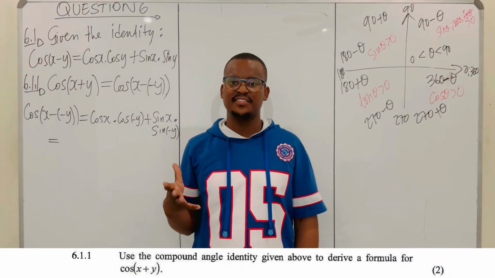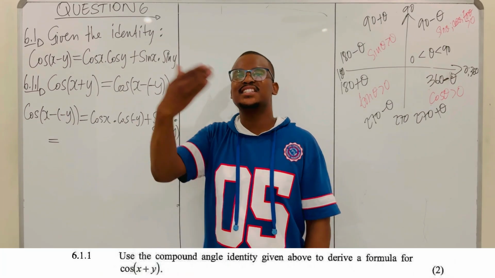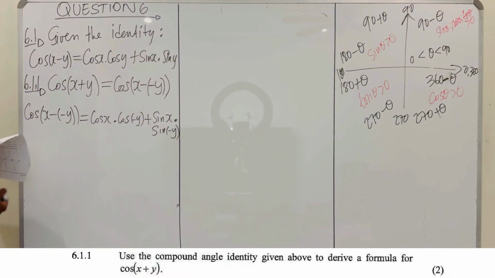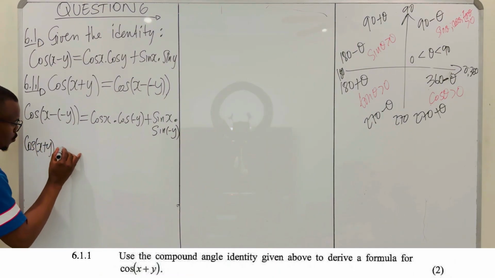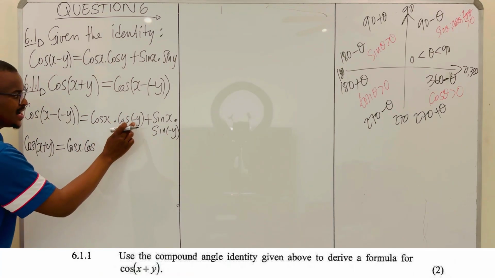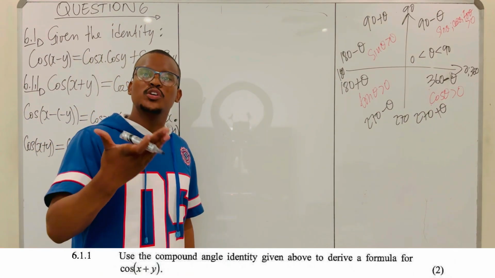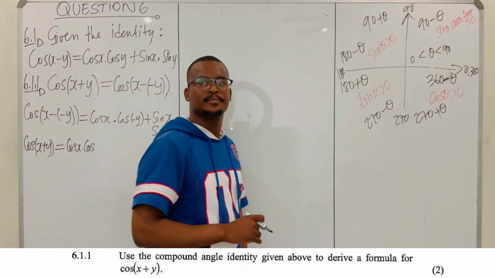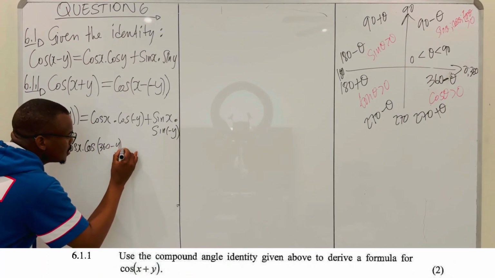So like I said when I was doing question 5, if you have a negative angle here, you add 360 to it so it becomes positive, right? So what we will have here is cos(x + y) equals cos x times cos(-y). But this is negative, so you add 360 to it for it to become positive. If it was more than 360, you subtract the 360 so that it comes back into this interval. So you add 360 here, and you'll have 360 minus y, right?